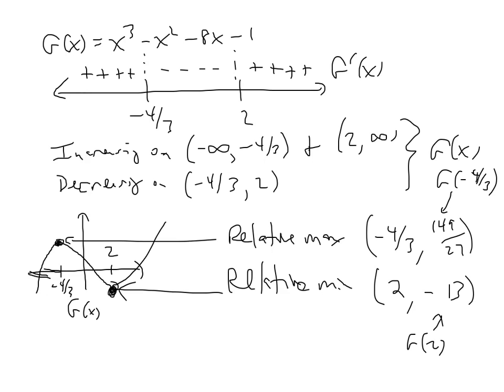Anyway, those are the relative extrema, but I find them by seeing where my derivative changes from plus to minus or minus to plus. If you want to always be able to work directly from the sign chart, just remember that the derivative changing from plus to minus indicates a relative maximum. The derivative changing from negative to plus indicates a relative minimum on the graph of the original function.